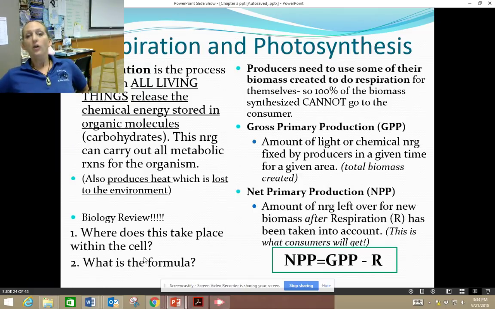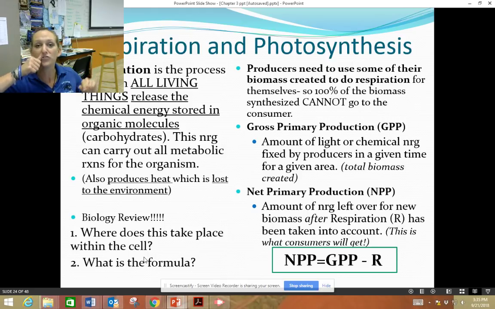I mentioned this today before your quiz, the difference between gross primary production and net primary production. Producers need to use their own food source, their own carbohydrates, to give themselves energy. So 100% of the biomass, or the organic material that they make, cannot go to the consumer when the consumer eats them, because the producer is going to use it to stay alive and do its daily producer things. Gross primary production is like your total. It's the amount of light or chemical energy converted or fixed by producers in a given time for a given area. So it's total biomass.